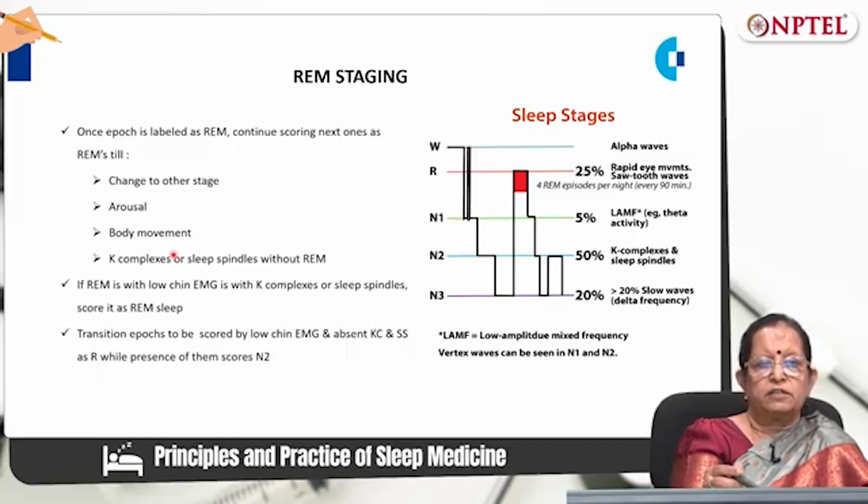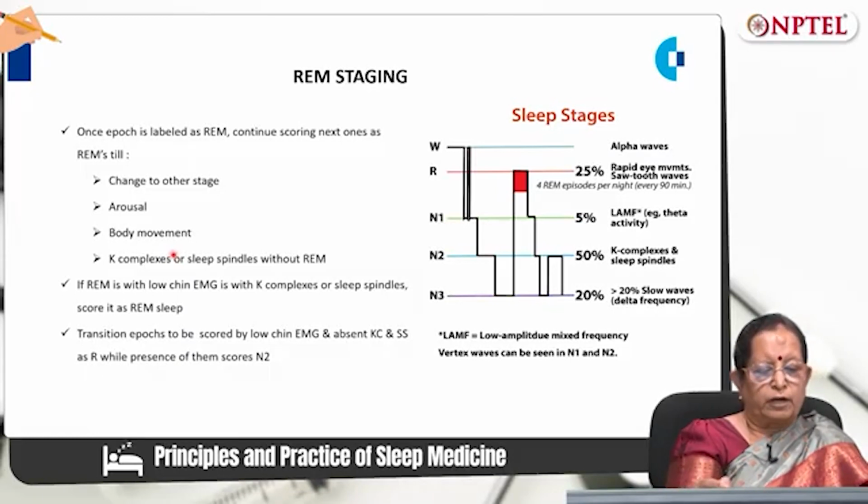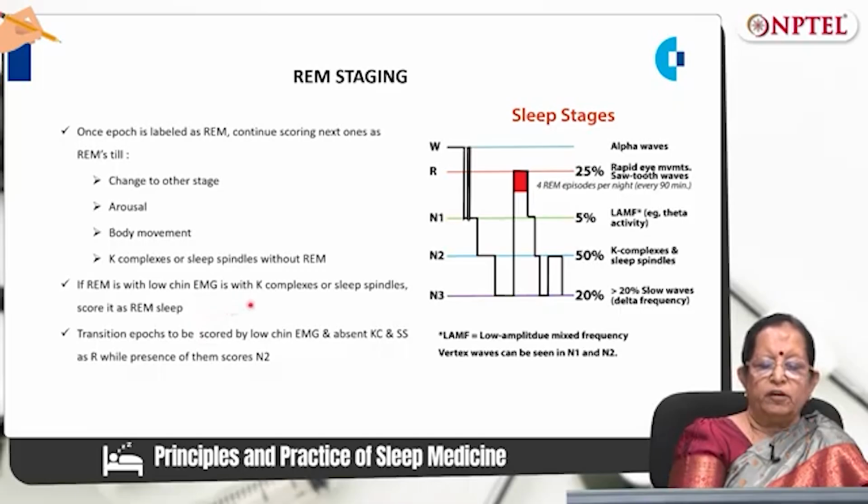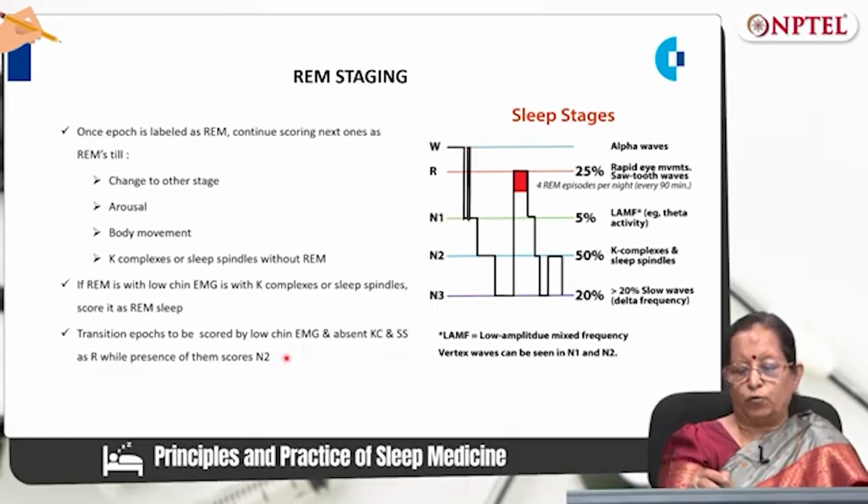or K complexes or spindles without REM. I told you REM is with low chin EMG. If it is with K complex and spindle but low chin EMG, score it as REM sleep. Then transition epochs with low chin EMG and absent K complexes and spindles are scored as REM, while the presence of K complexes and spindles will be scored as N2.